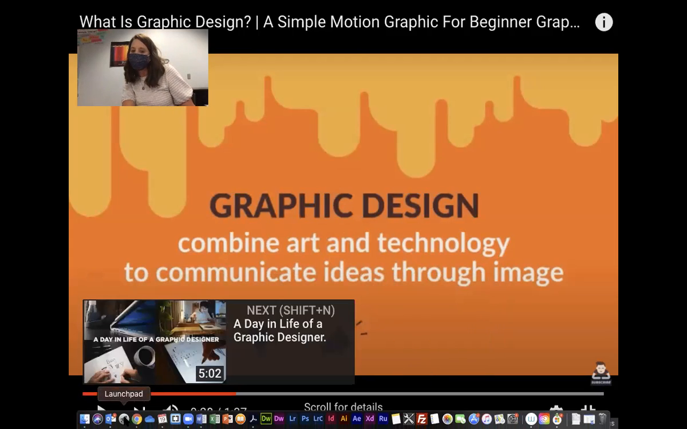Combine art and technology to communicate ideas through image. I kind of like that. It's using some words up there again. We have the word communicate, or the idea of communicating there. We're using the word art again. I like adding the word technology because I feel like that is a big part of what makes it graphic design.